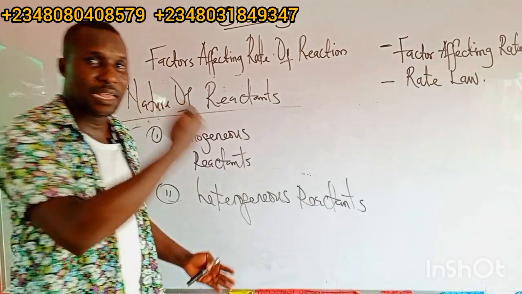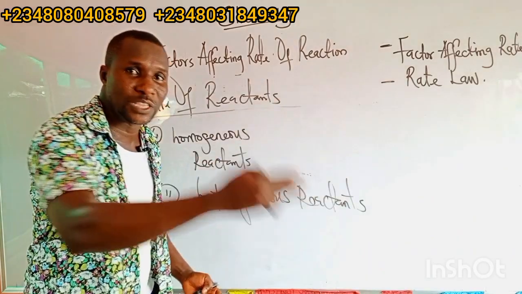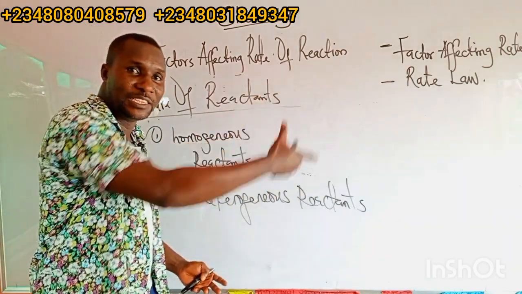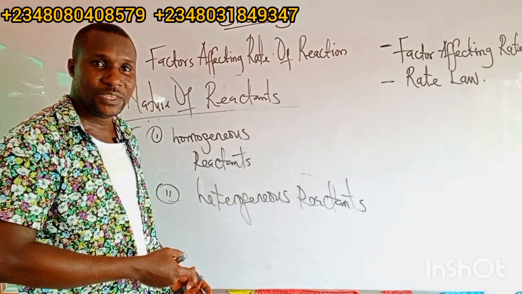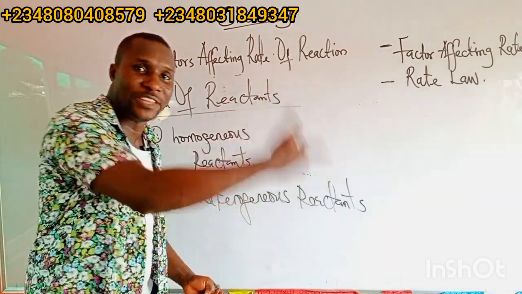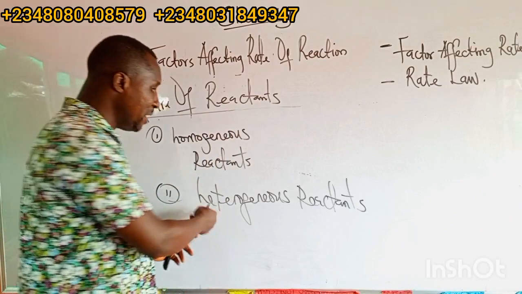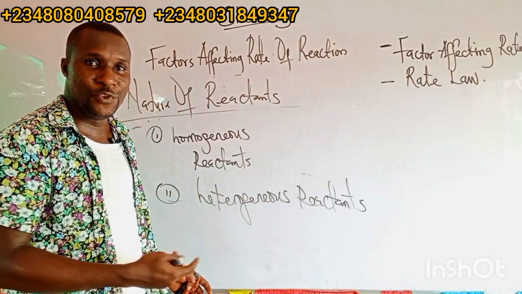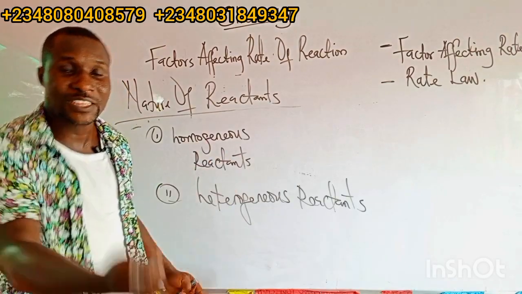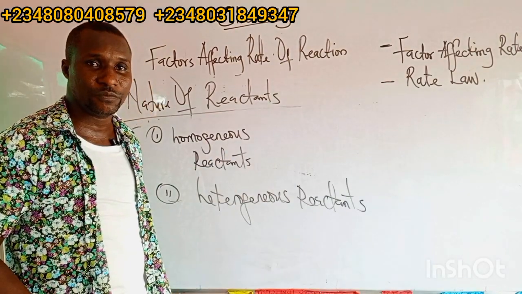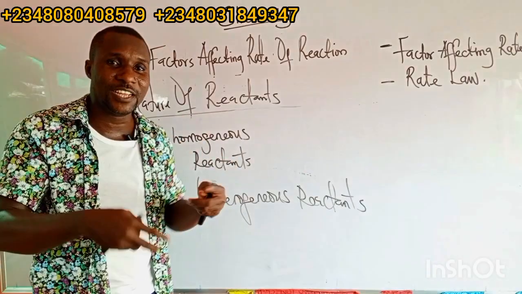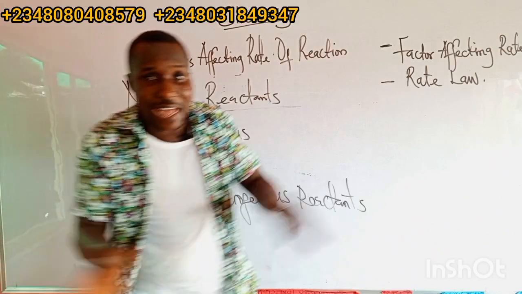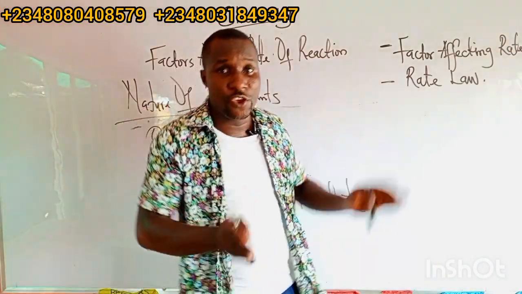For example, gaseous reactant reacting with another gaseous reactant. When you have a gas reacting with a gas, that is homogeneous. Aqueous reacting with aqueous, homogeneous. Compared to heterogeneous, they are not in a single phase. When you have a solid reacting with gas, that is heterogeneous. With homogeneous reactants, they are all gases or they are all aqueous.